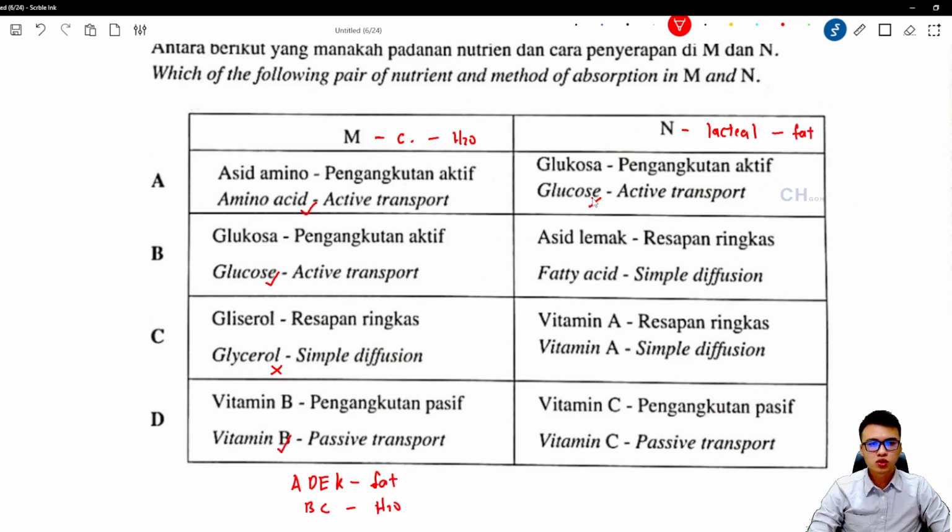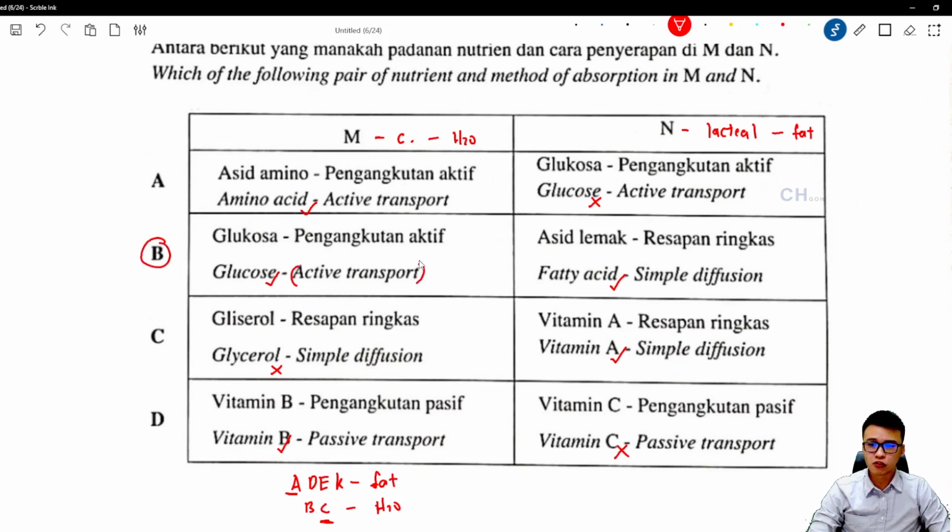Glucose, no, it is water soluble. Fatty acid, yes, it is fat soluble. ADEK, okay, ADEK is the fat-soluble one. Okay, so A is correct. C is no, because C is a water soluble vitamin. Now the answer for here is obviously B.